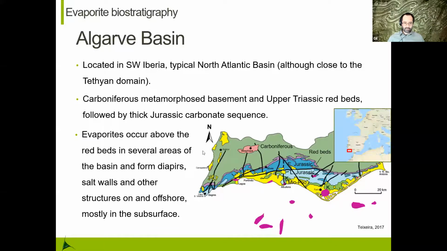Evaporites occur right above the red beds, and they are mobile, so they've been mapped onshore and also offshore by seismic, in seismic lines. They've been identified. So there's plenty of salt diapirs and other salt bodies which occur in the subsurface, and some of them near the surface. And this is where the Loulé salt mine is located.